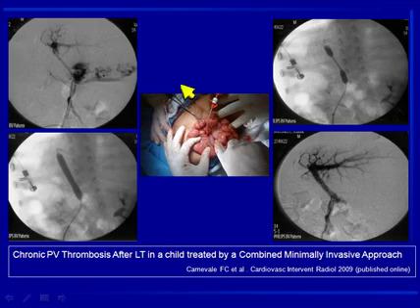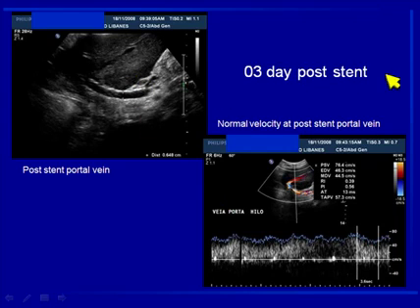This is the treatment developed by Carnevale, and it's a minimal laparotomy approach. These are the collaterals at the coronary vein site, the portal vein stenosis, the balloon inserted in the portal vein with the stent, and the treatment with the stent in the main portal vein. At the 3-day post-stent follow-up, we can identify the stent in the main portal vein.